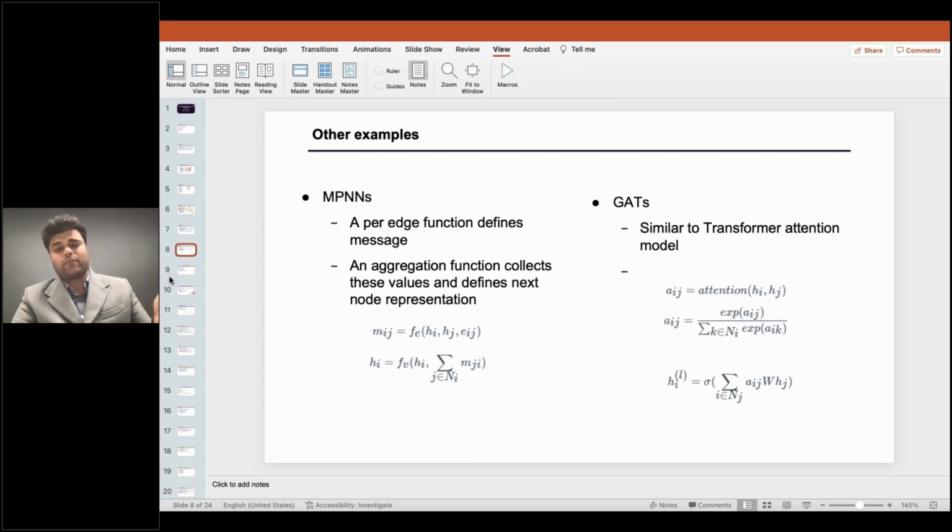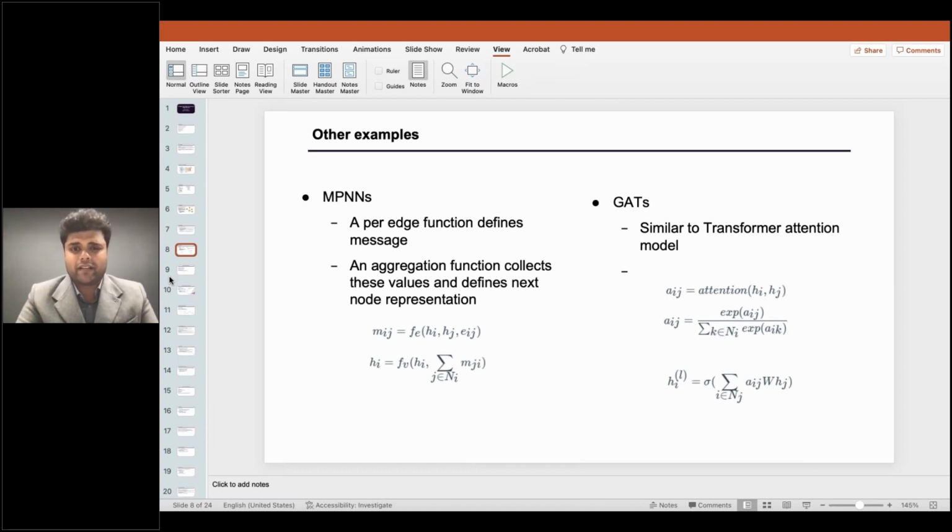So basically h of L plus 1, like what happened in GCN based on h of L, a similar thing is going to be happening, but based on messages instead of the Laplacian and the weight matrix. So that is the message passing networks, and then comes a slightly more complicated, not complicated, as in it's fairly similar to the transformer attention models that we all are very much familiar with.